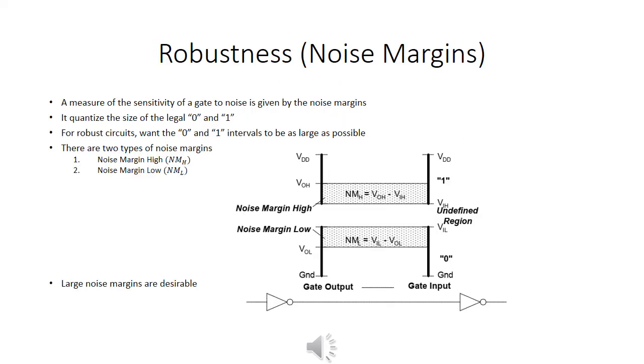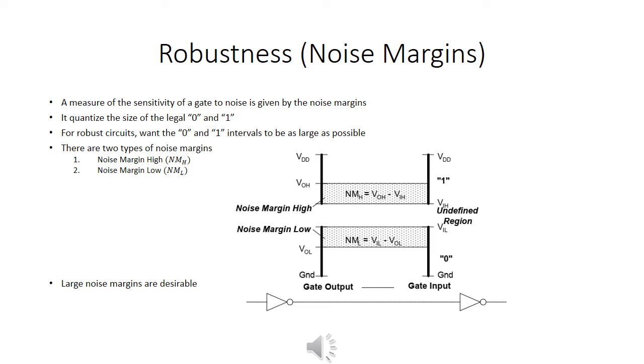A measure of the sensitivity of a gate to noise is given by the noise margins, which quantify the size of the legal 0 and 1. For a gate to be robust and insensitive to noise disturbances, it is essential that the 0 and 1 intervals be as large as possible. Noise margins set a fixed maximum threshold on the noise value. It means that noise cannot exceed this range.